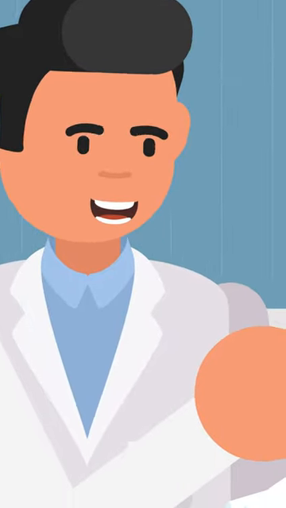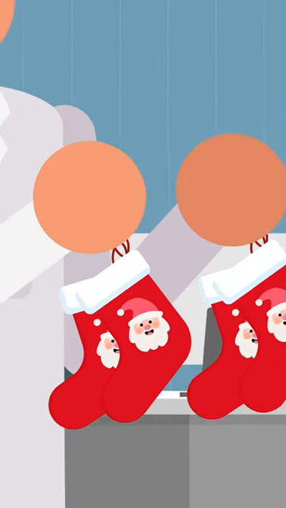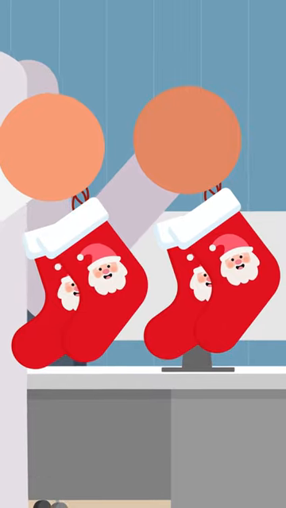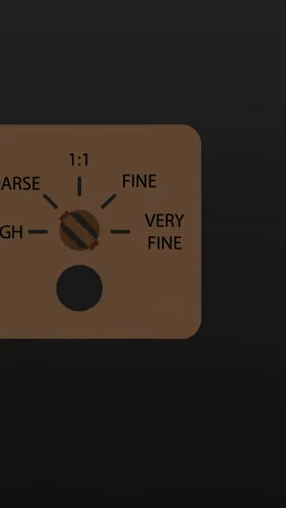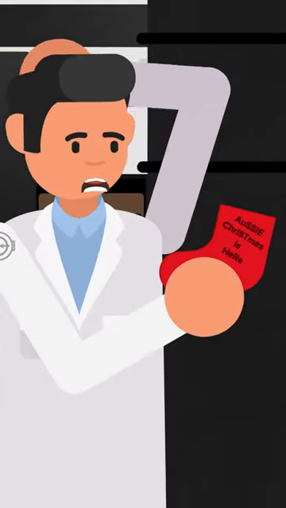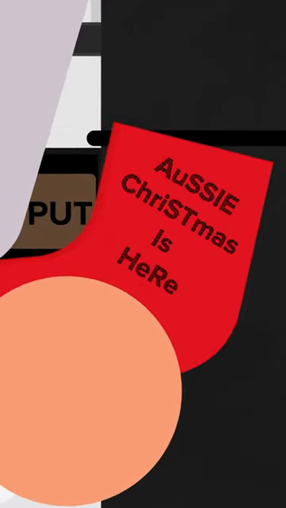Researcher Murray selected two pairs of Christmas stockings for testing, all decorated with the face of Santa Claus. The first pair was placed on the setting coarse. The output produced was a pair of off-color red stockings with poorly woven cotton. The face of Santa was replaced with a crude drawing of a stick figure with a Christmas hat, riding a surfboard. The phrase, "Aussie Christmas is here," was woven into the back with black cotton.